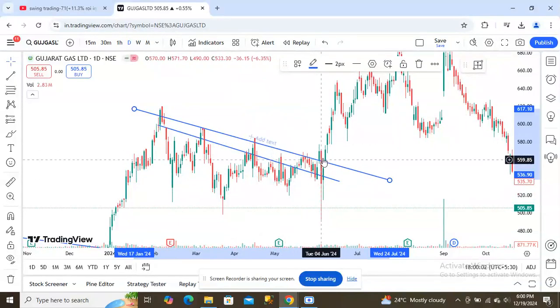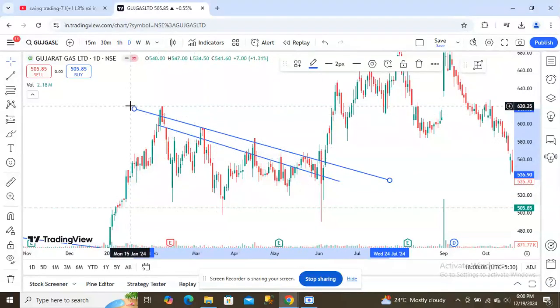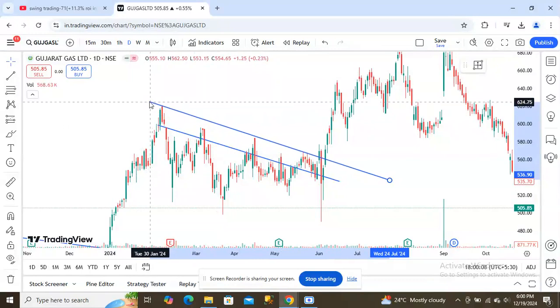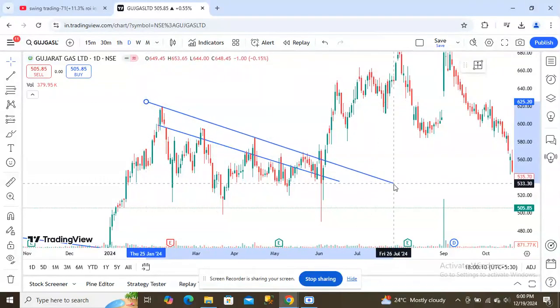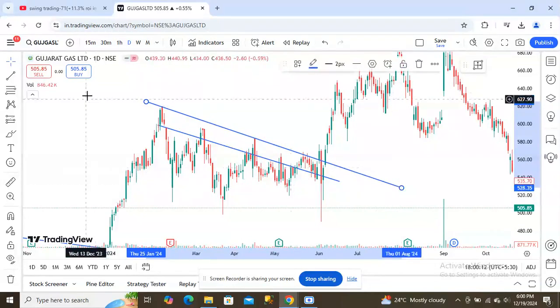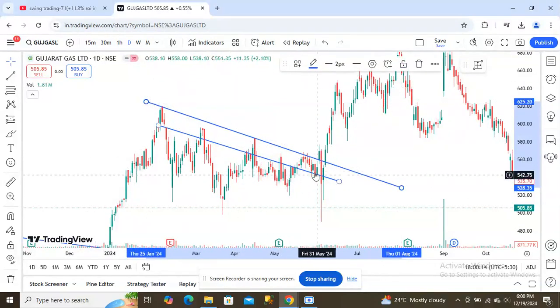But this day, what happened? It had opened above this, right? But the correct way of the trend line is this. This is the correct way. One, two, three. I drew it wrongly. It came out from this.